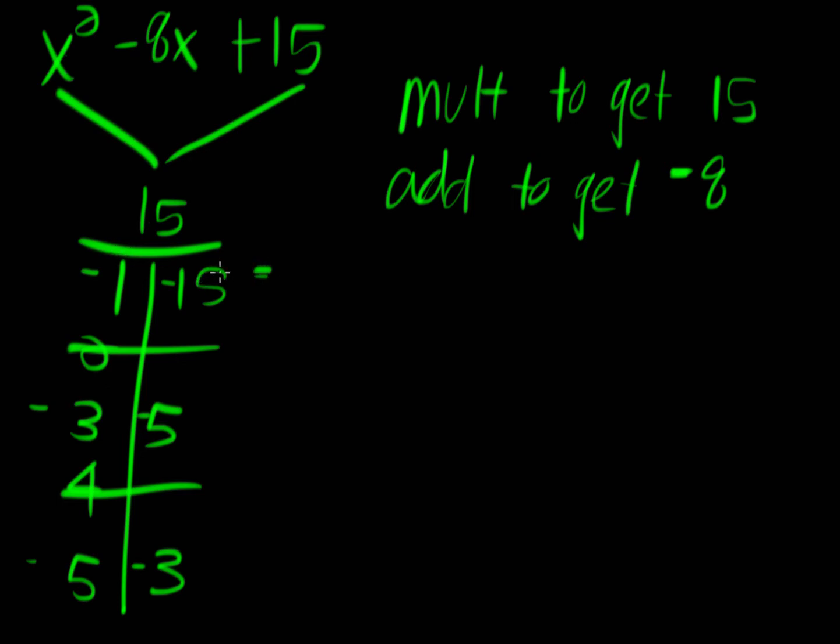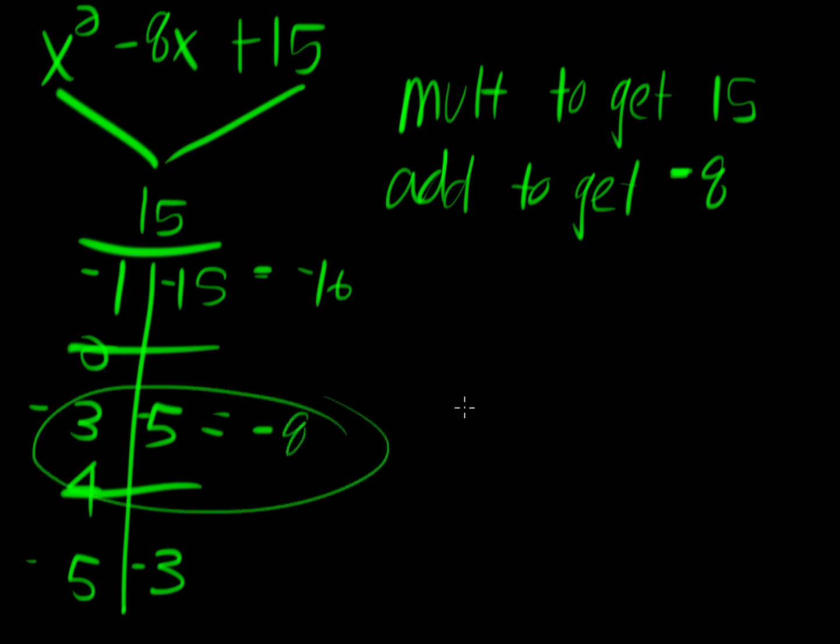Negative 1 times negative 15 is 15, but they add to give me negative 16. Negative 3 times negative 5 is positive 15, and they add to give me negative 8. So before I even went any further, I had my two factors, my two numbers right there. So I want to take the negative 3 and the negative 5, put them off to the side, and I'm going to put my a term, which is 1, and an x, because x times x gives me x squared in the denominator, and I want to simplify that.